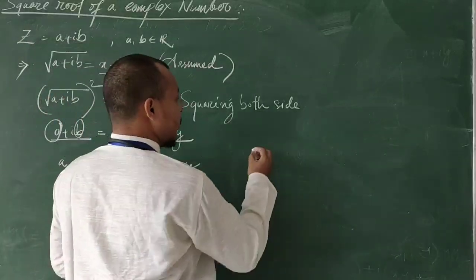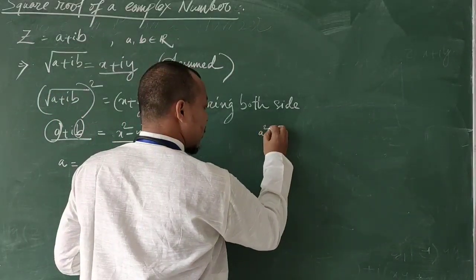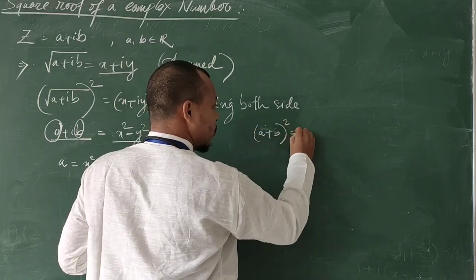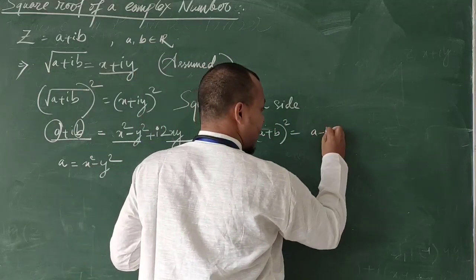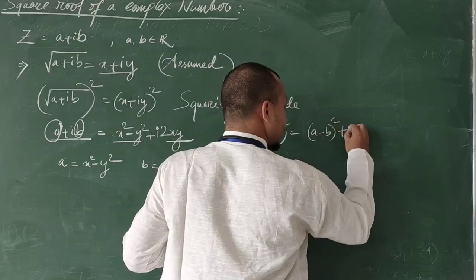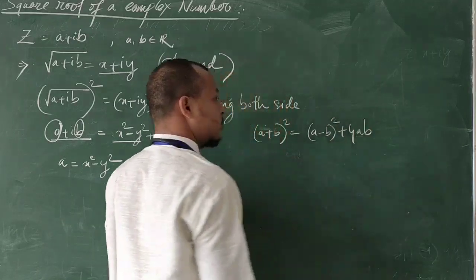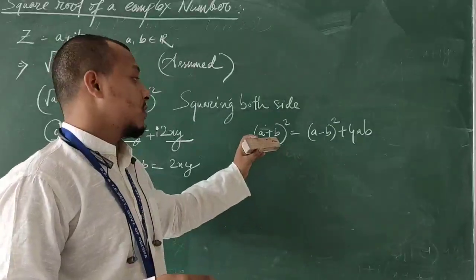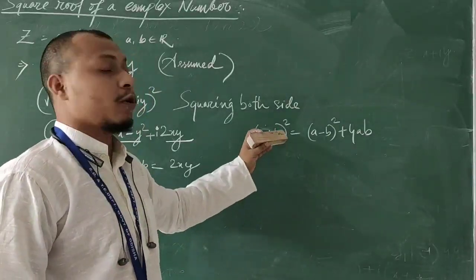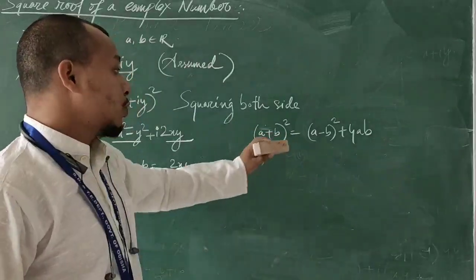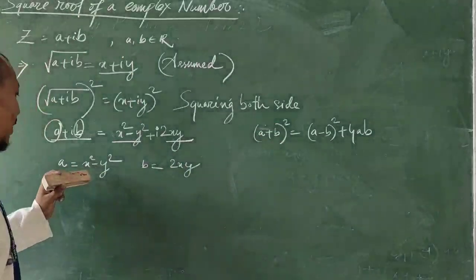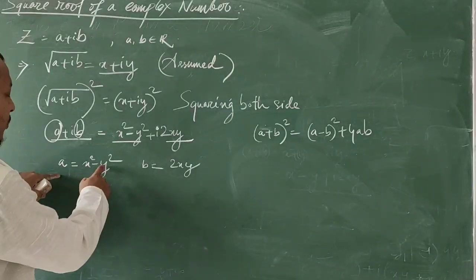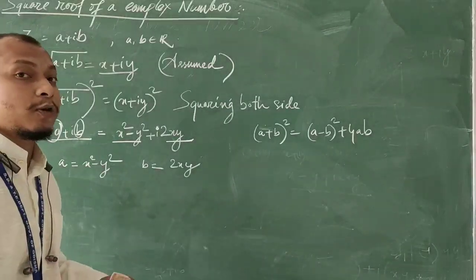We know one formula: (a plus b) whole square is equal to (a minus b) whole square plus 4ab. This is one formula you should remember. This is another way of writing (a plus b) whole square. We are going to use this formula here to find x square plus y square, since we are given a equal to x square minus y square.